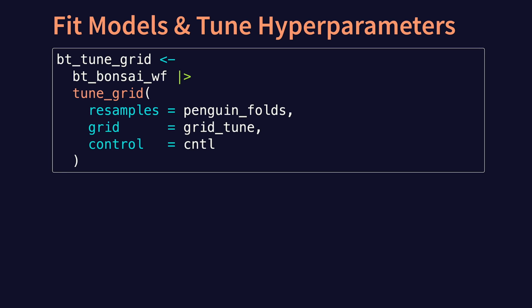Here's the actual code itself. We pass our BT Bonsai workflow, so the workflow that we just created, to the function tune grid. This has 3 components to it. The first is the resamples. So these are the folds from the cross-validation that we created in the previous video. We have the grid tune that we created with the Latin hypercube call, as well as the control parameters for the control grid function that we created. So we have our resamples, we have our grid, and we've set our controls.